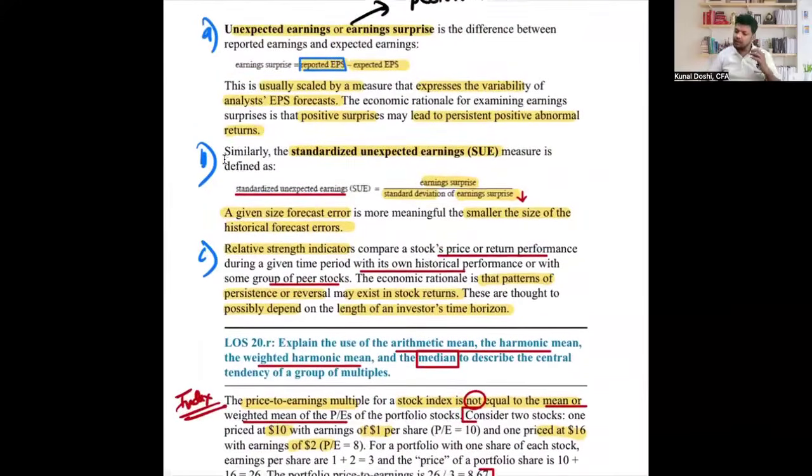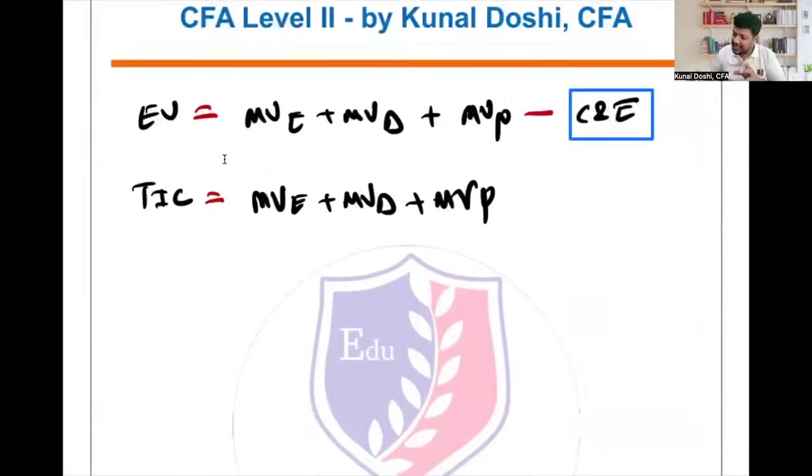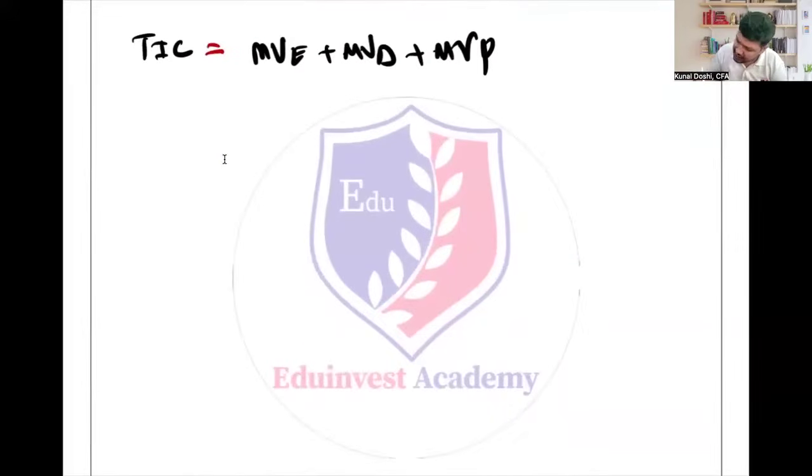Okay. Then we are going to look at the unexpected earnings surprise and standardized unexpected earnings surprise. These are the terms that are there in the syllabus. So I'm just highlighting them.